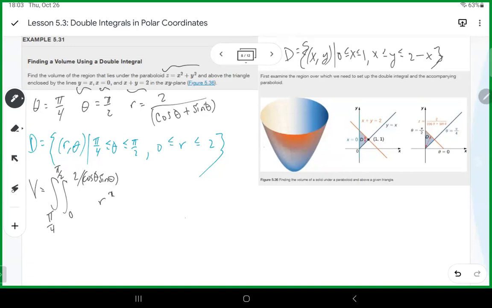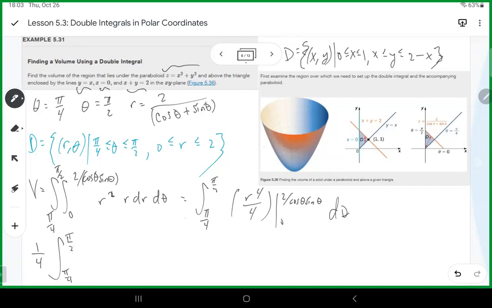It's going to be r squared times r dr d theta, theta from pi over 4 to pi over 2. And with r cubed, r to the 4th over 4, then from 0 to 2 over cosine theta plus sine theta, d theta. And then it gets really gross, so you end up with 1/4, pi over 4 to pi over 2, 2 over cosine theta plus sine theta to the 4th power d theta.